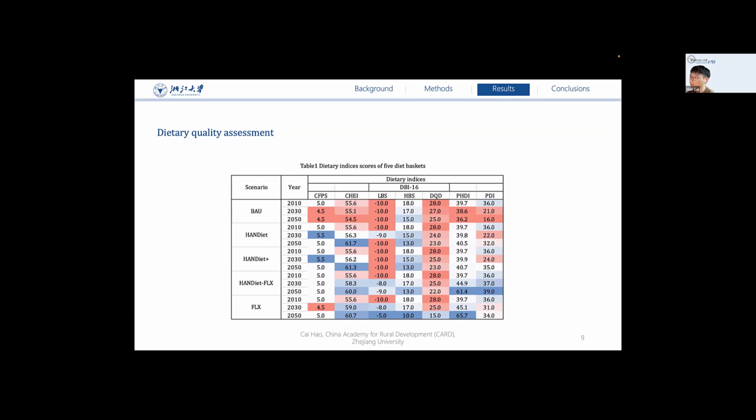We find that hand dyed FLX and the FLX have best performance overall. BAU dyed performance is the worst on most indicators, and compared with BAU, our basic hand dyed and hand dyed plus achieve significant improvements on dietary quality.